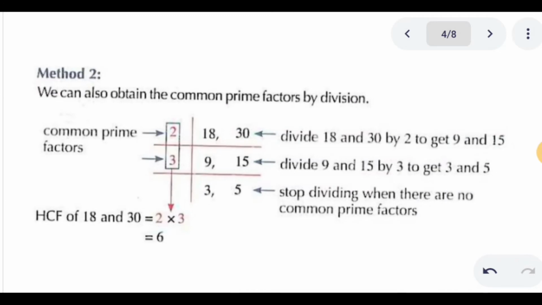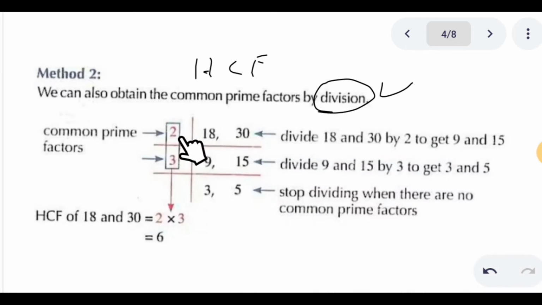The second and the mostly used method of finding the HCF is the division method. This is the method which is mostly used whenever we have to find the HCF of numbers. So we are going to learn the division method. In this method, first we write the numbers whose HCF we have to find, like 18 and 30, and then we start dividing these numbers by the lowest prime factor.